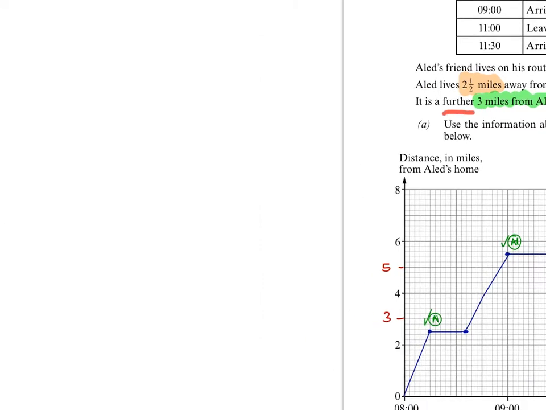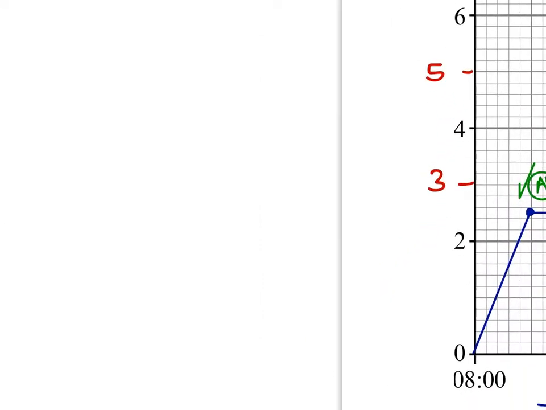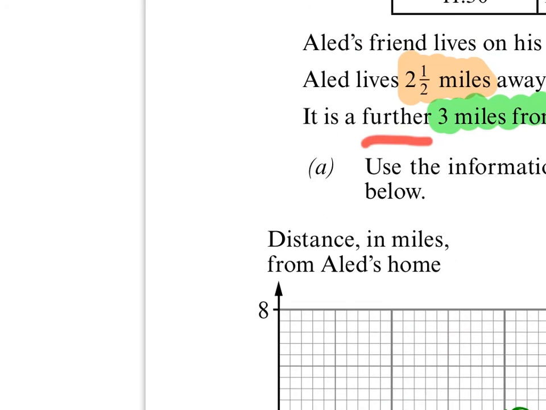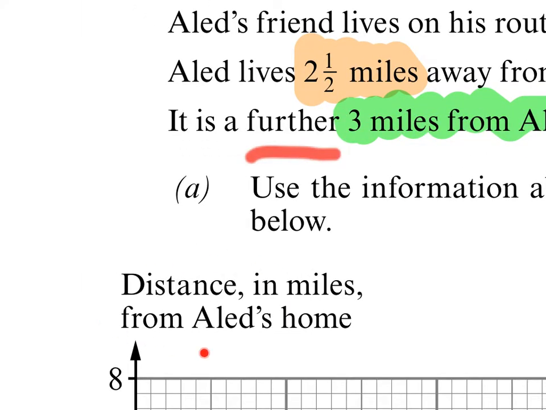Okay, so if I look just at the side here, what I tend to do is put in like the middle markers as well, because you may well find they help you. So I've added in the 3, I've added in the 5. I could have added in 1 here as well, I suppose. Okay, now we know that his mate lives 2.5 miles away from him. Oh, and this thing's really important as well. This graph is measuring the distance in miles from Aled's home.